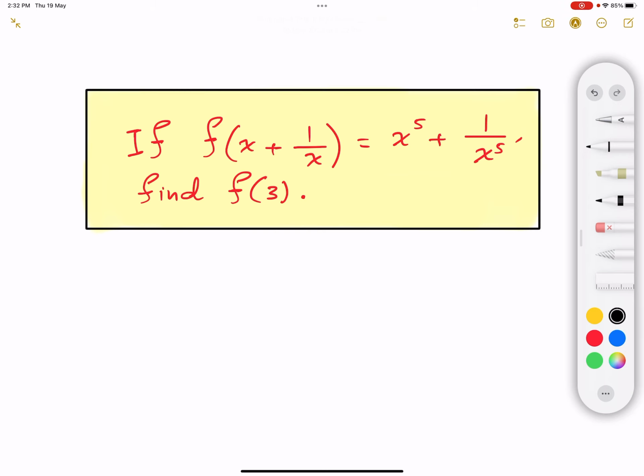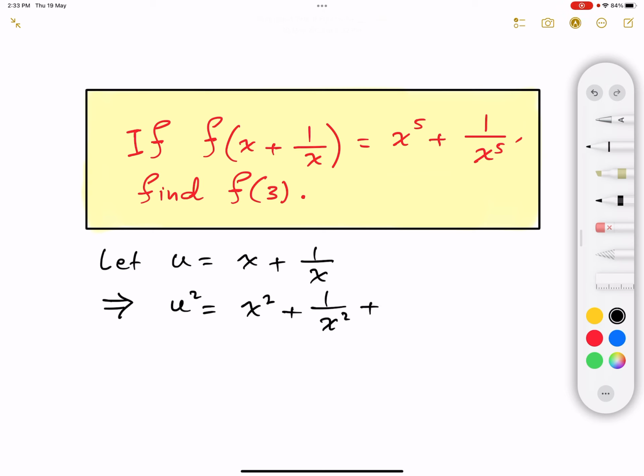Okay, so I will start by letting u equal x plus 1 over x. Okay, and then I will square both sides. So u squared is going to be equal to x squared, which is the square of the first term, plus the square of the second term, plus 2 times the first times the second, which is basically 2. And from that, I can get a value for x squared plus 1 over x squared, which is nothing but u squared minus 2. And I will call this equation number 1.